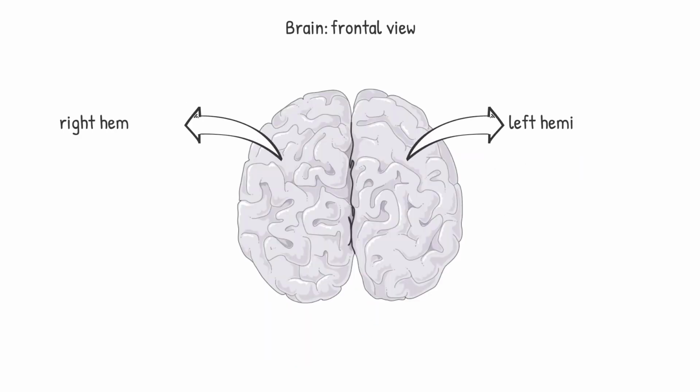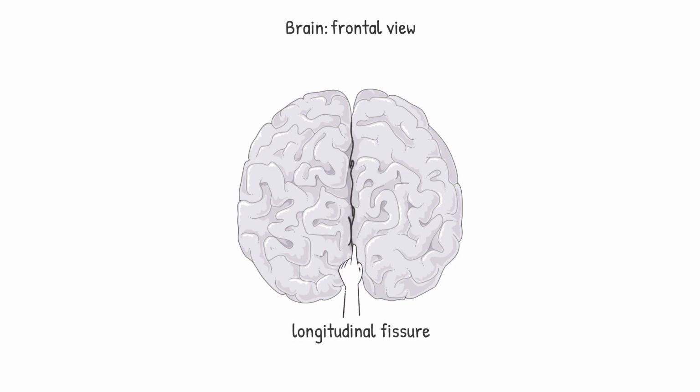Our brain has two hemispheres, which are divided by a deep groove, known as longitudinal fissure.